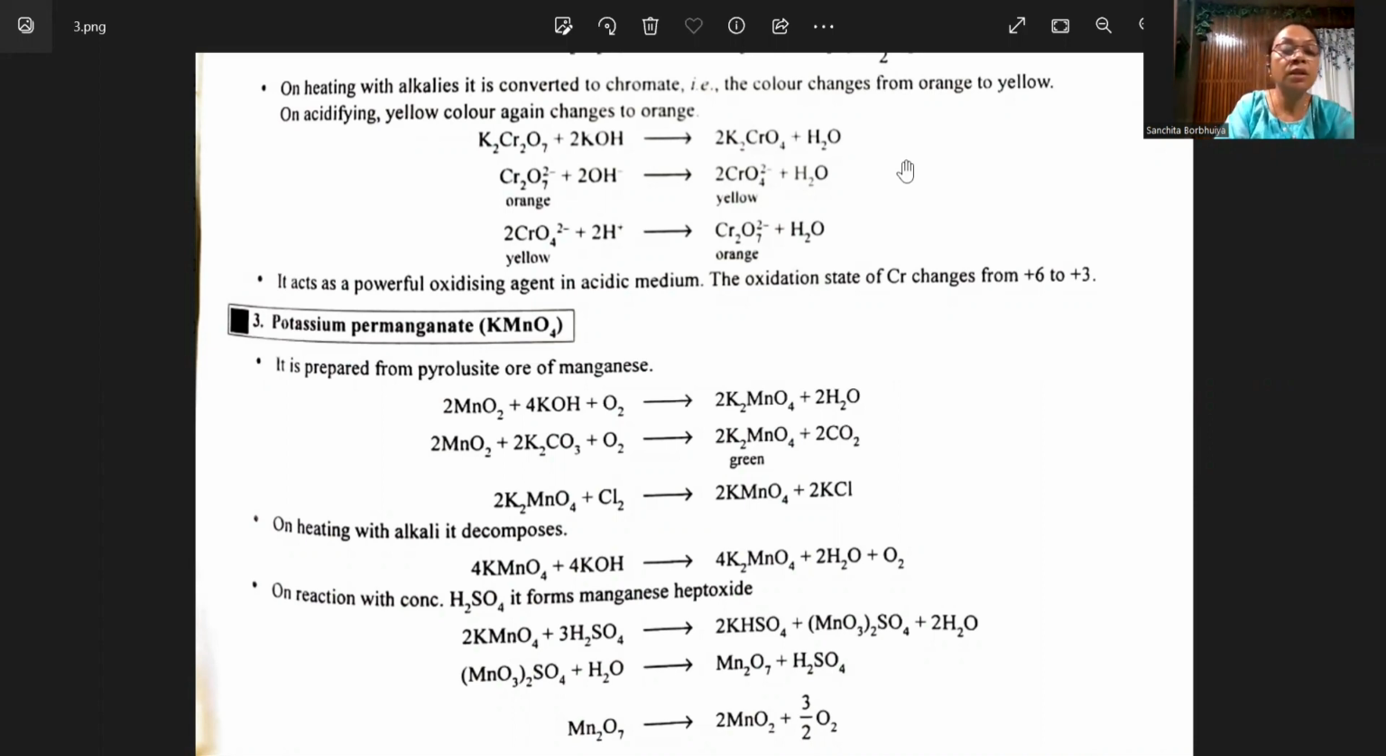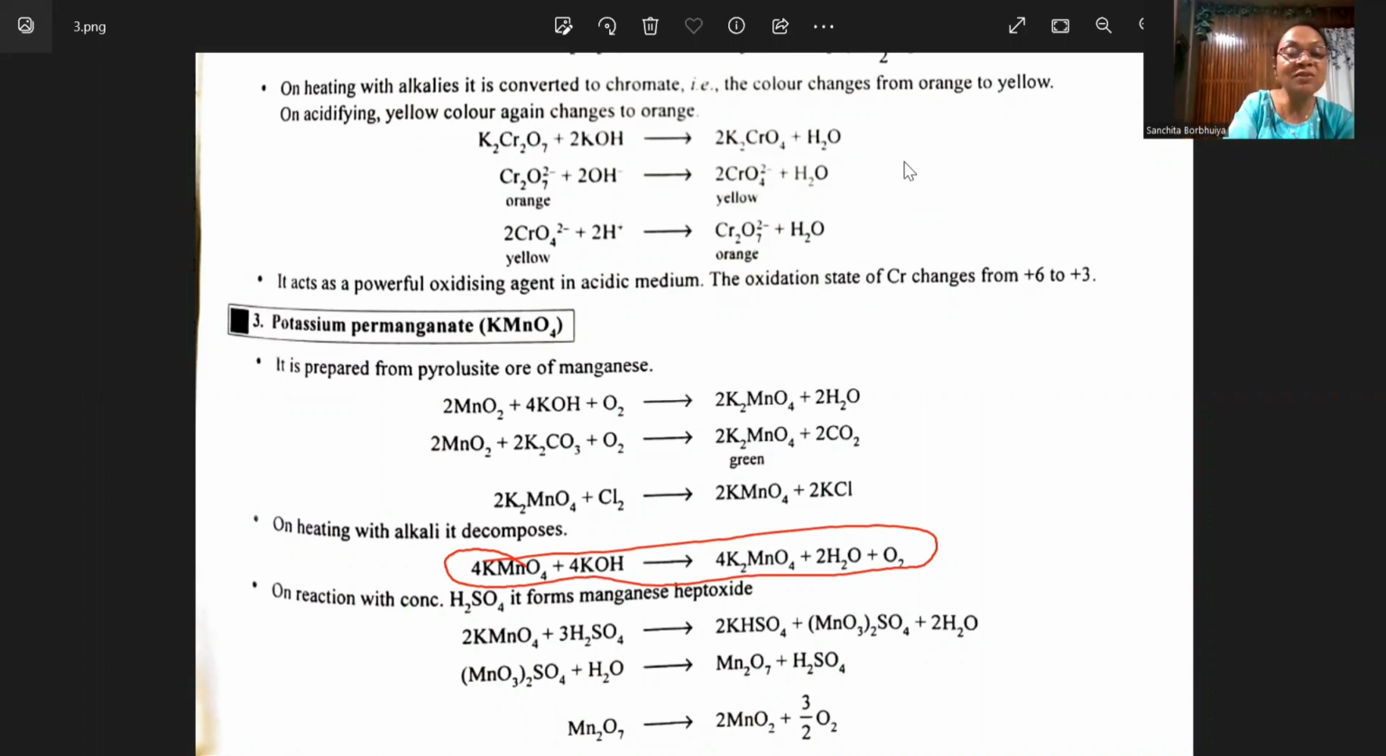Going on to the reactions. What happens if potassium permanganate is exposed to basic solution? When exposed to basic solution, potassium permanganate gives you potassium manganate. So these are interconvertible. Change the pH of the solution and the manganate converts to permanganate, and permanganate converts to manganate. This is how it happens.